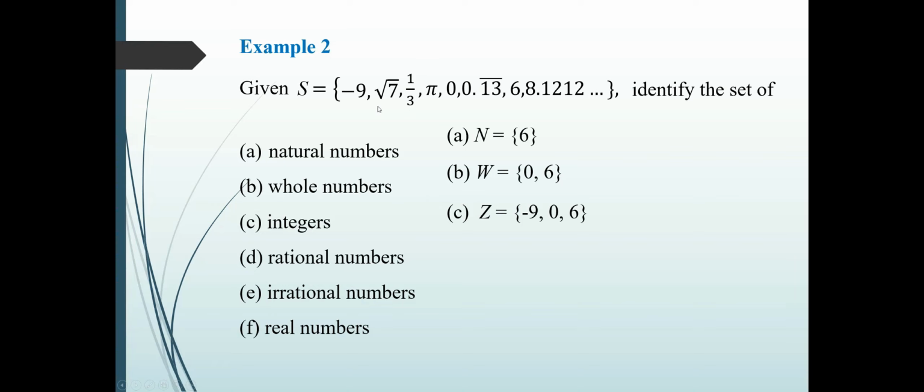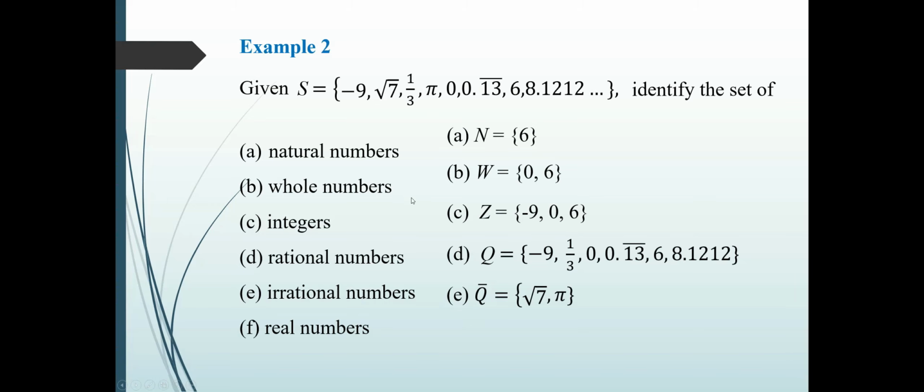But is that square root of 7 a rational number? Well, it's easy for you to figure it out. Just press your calculator and see what's the answer for square root of 7. Can it be written in the form of fraction? And what's the value of pi? You can also press your calculator and find the value of pi. So that's why the rational numbers would be -9, 1/3, 0, 0.13, 6, 8.1212. These are the numbers that can be written in the form of fractions.